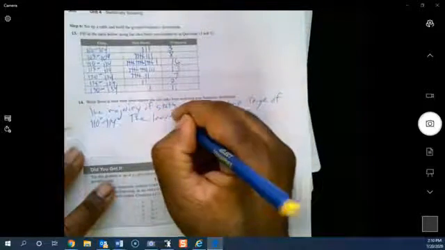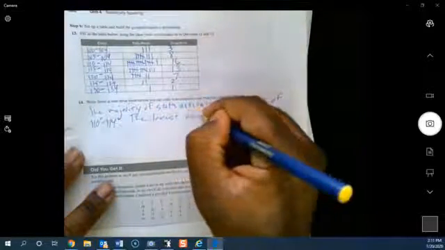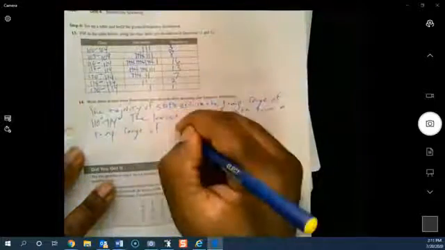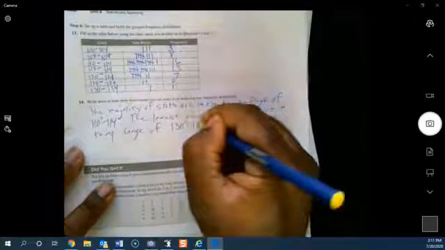(110 to 114). Then we can say the lowest amount of states have a temperature range of 130 degrees to 134 degrees.